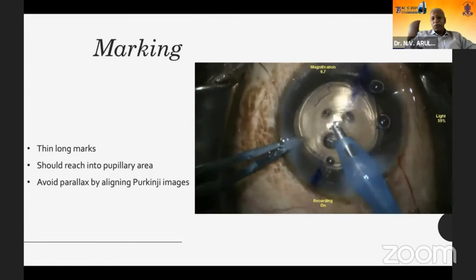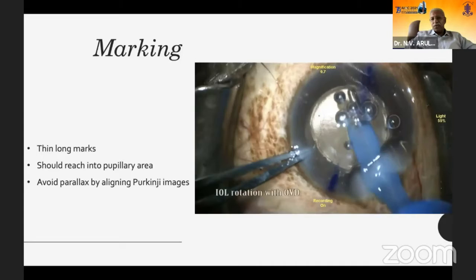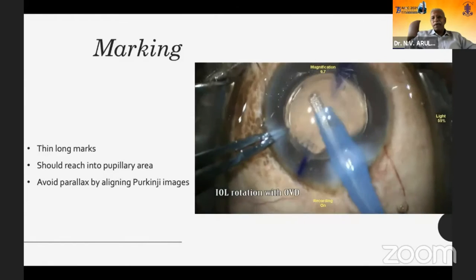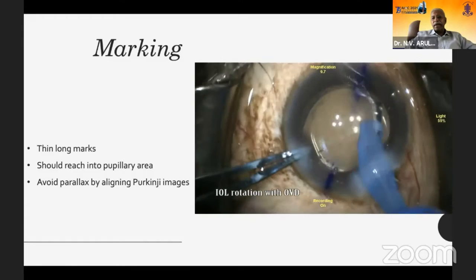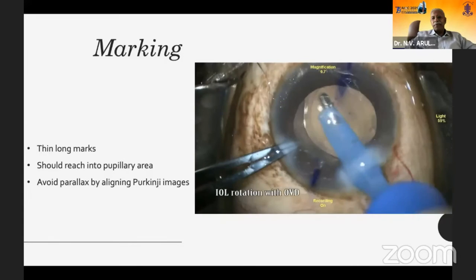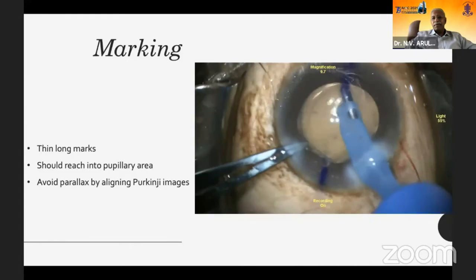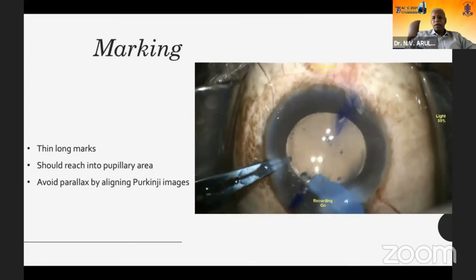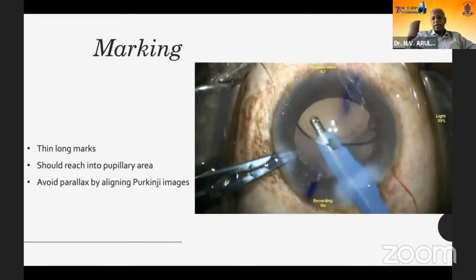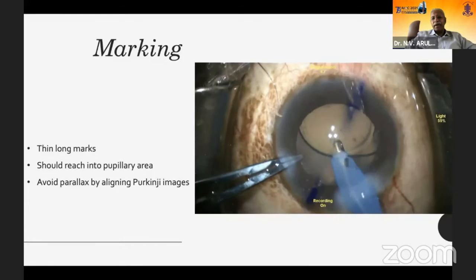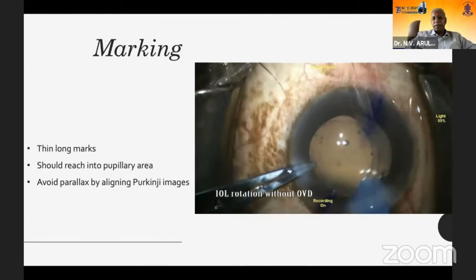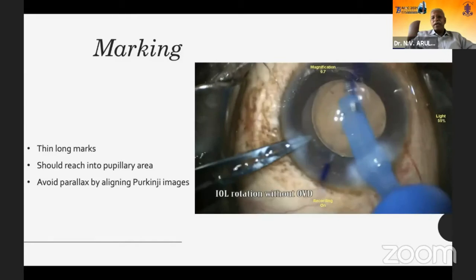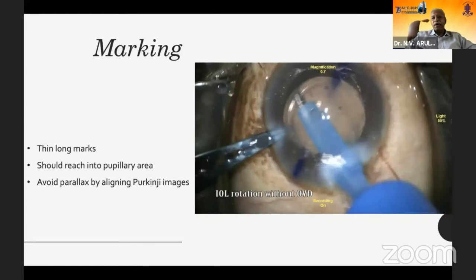Viscoelastic in front of the IOL is taken out first. The lens is rotated just about 10 degrees short of the final position. All this while, there's viscoelastic inside the bag. You have about 10 to 15 degrees short of your final position. Take out the viscoelastic. Now you'll find the rotation becomes more difficult. That's exactly what you want.